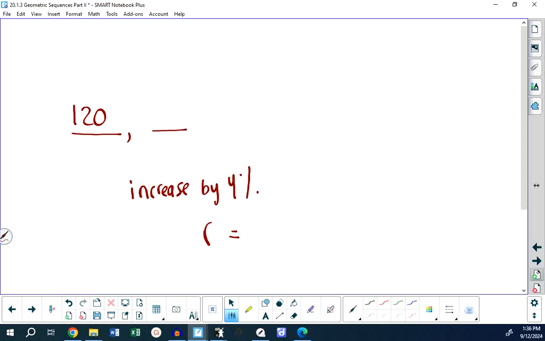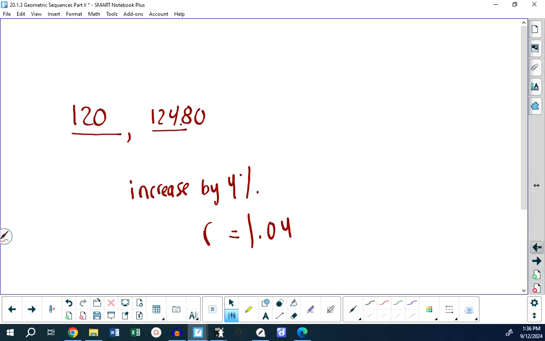This is a very important idea in Math 30, that when you have a percentage increase, this is the pattern that happens. So you don't need to take 4% of this and get $4.80 and add it to get 124.80. You could take 4% of this and add it to 120, or you could just multiply this by 1.04.